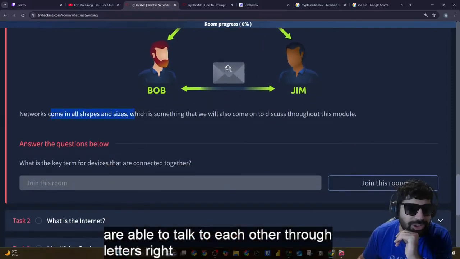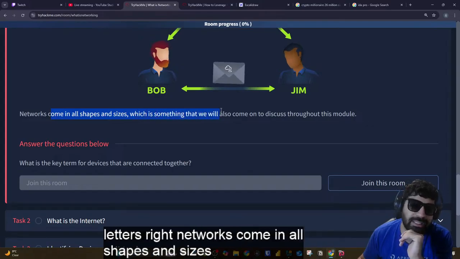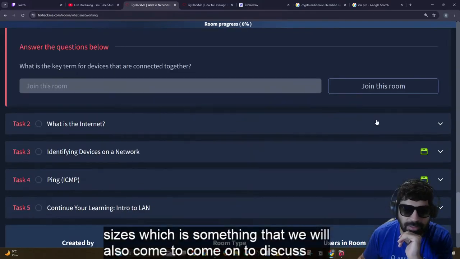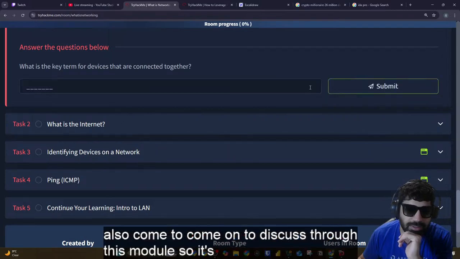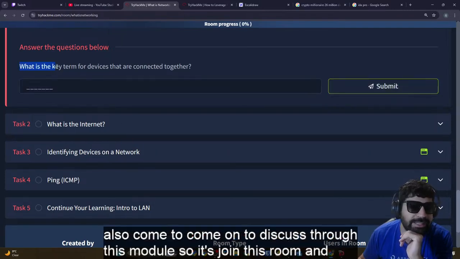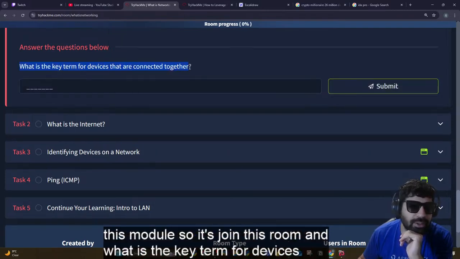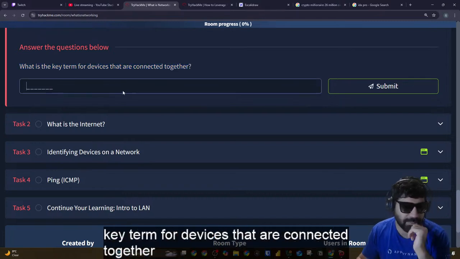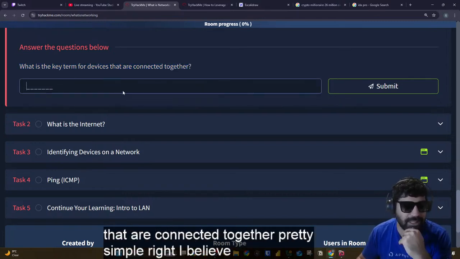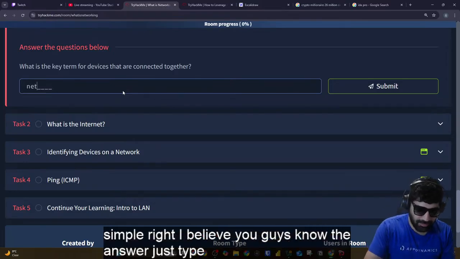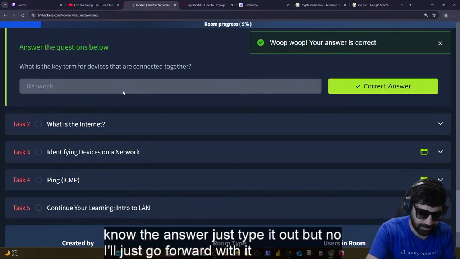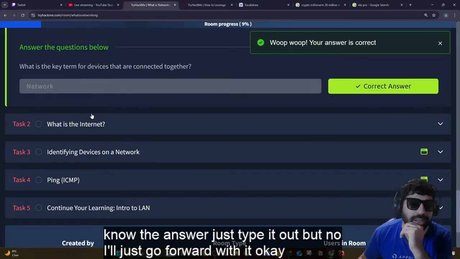Networks come in all shapes and sizes, which is something that we will also come on to discuss through this module. So let's join this room. What is a key term for devices that are connected together? Pretty simple, right? I believe you guys know the answer. Just type it out. For now, I'll just go forward with it. Okay, the network, right?